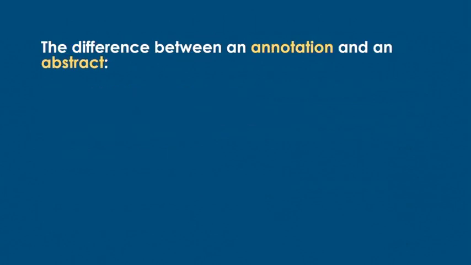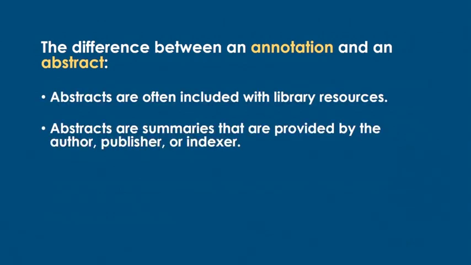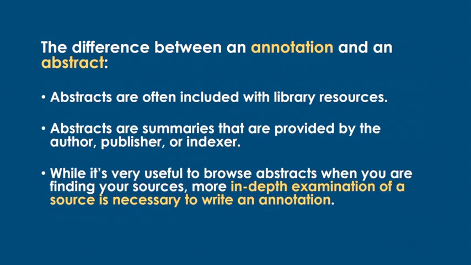The difference between the terms annotation and abstract is that abstracts are often included with library resources, and they are summaries that are provided by the author, publisher, or indexer. It can be useful to browse abstracts when you're finding your sources, but more in-depth examination of a source is usually necessary to write an annotation.